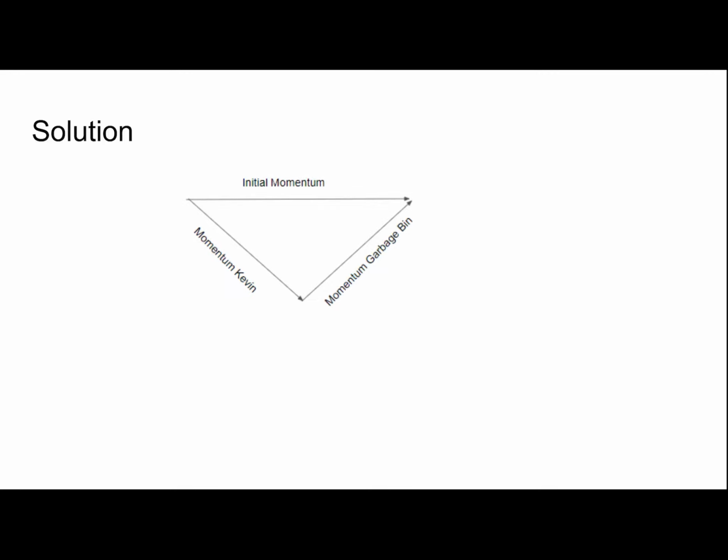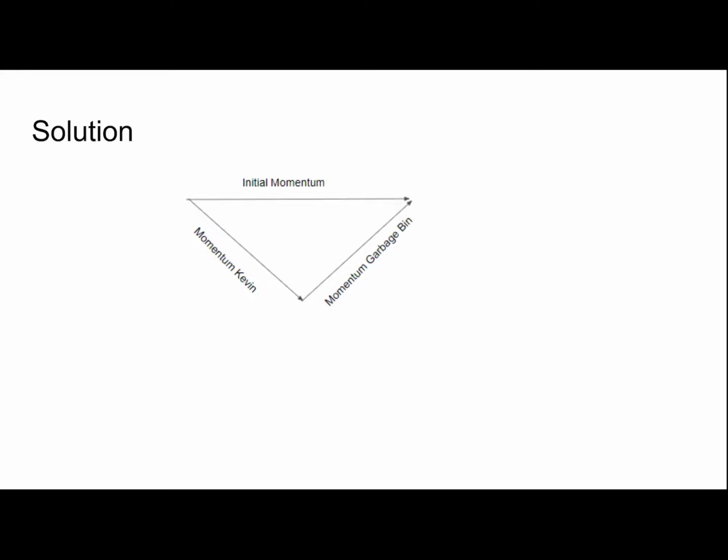Okay, so for this question, it's always good to be able to draw the vector diagram. So we know that since the collision between Kevin and the garbage bin, they're both part of the system, this is an internal force and not an external unbalanced force. Therefore, we can say that the initial momentum of the system is equal to the final momentum of the system. So in this case, our initial momentum will stay the same, which is the momentum of Kevin, who was running at 4 meters per second, okay? And that will be equal to the momentum of Kevin plus the momentum of the garbage bin after the collision.